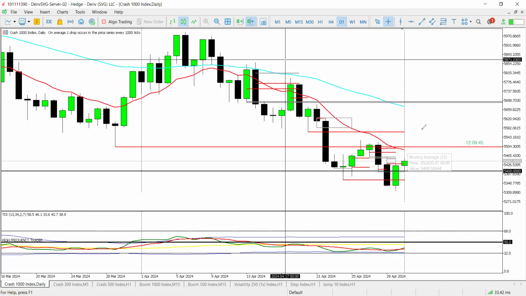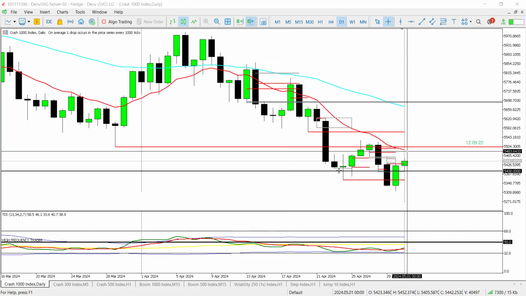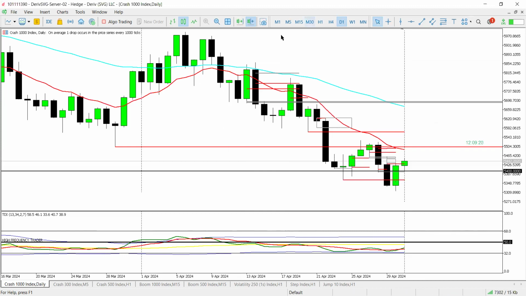So 54.85 is a point of interest for a short-term sell. Why I'm saying short term is because this could be a reversal, like I said. So we might just get a few spikes, then price might continue on its merry way going up. So 54.85 is my point of interest for a short term sell, if we do get a pattern there on the 13 EMA. And I can also consider sells if the daily candle turns bearish.